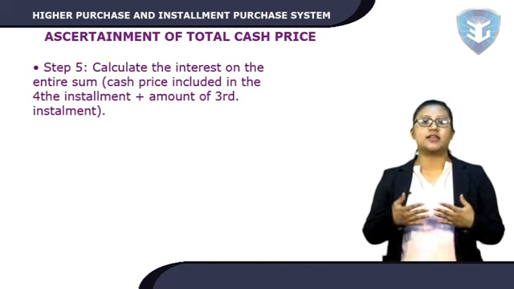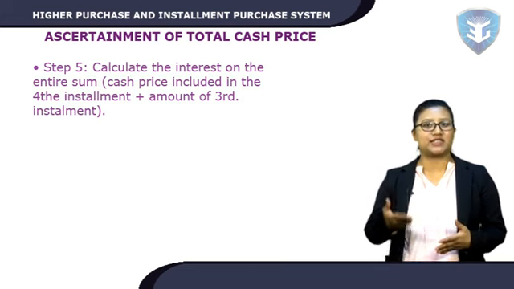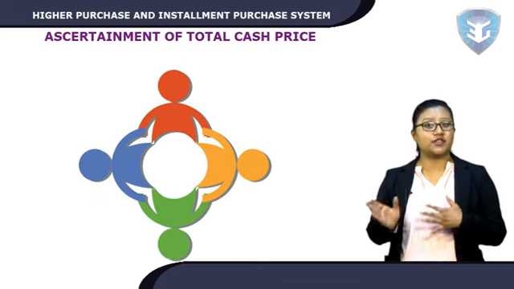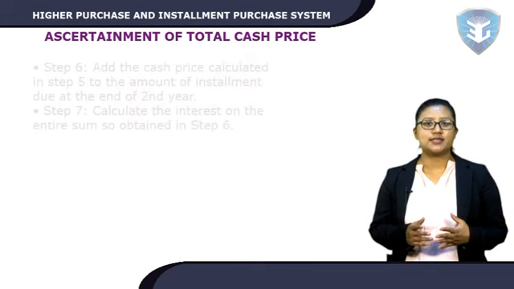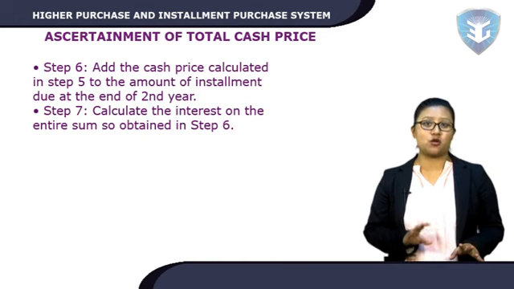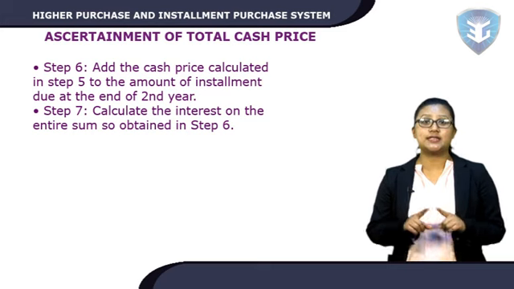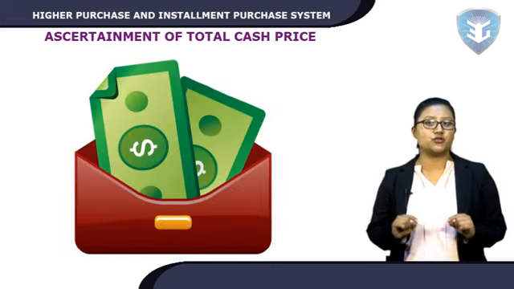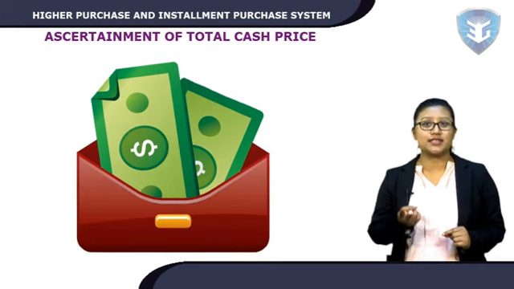Step 5. Calculate the interest on the entire sum, cash price included in the 4th installment plus amount of 3rd installment. Deduct this interest from the total amount due at the end of 3rd year to get the outstanding cash price at the time of 3rd installment. Step 6. Add the cash price calculated in step 5 to the amount of installment due at the end of the 2nd year. Step 7. Calculate the interest on the entire sum so obtained in step 6. Deduct this interest from the total amount due at the end of 2nd year to get the outstanding cash price at the time of the 2nd installment.